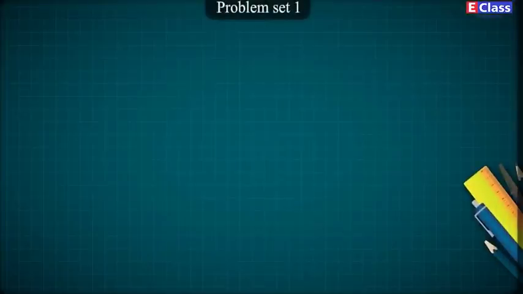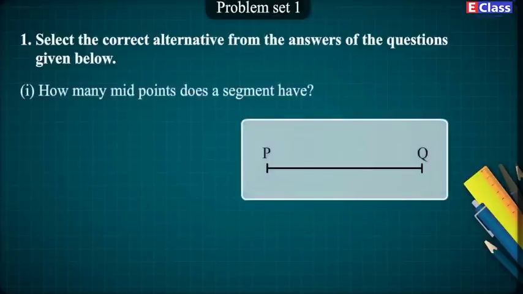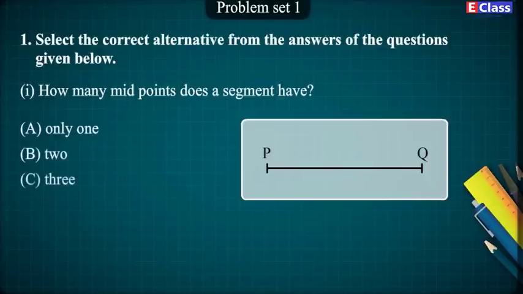Now students, let us solve problem set 1. 1. Select the correct alternative from the answers of the questions given below. 1. How many midpoints does a segment have? A. Only 1. B. 2. C. 3. D. Many. Answer: A.